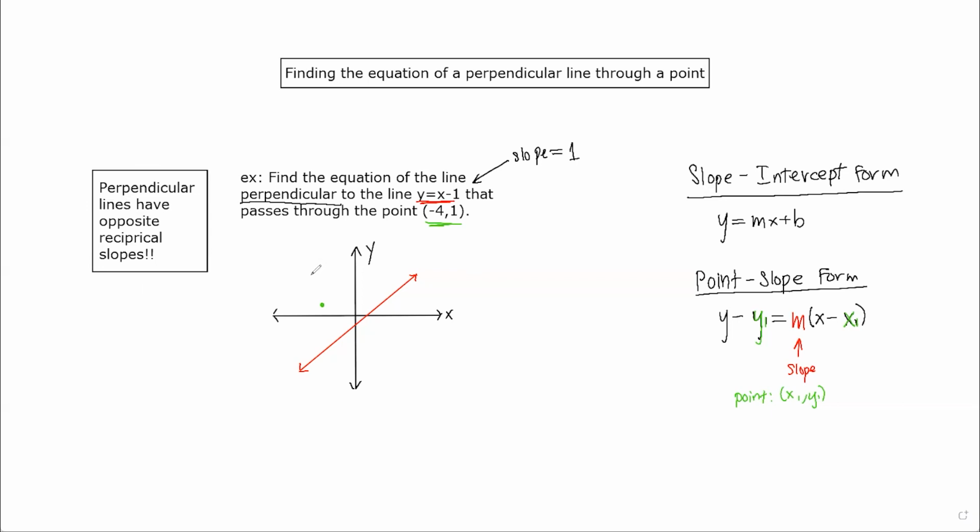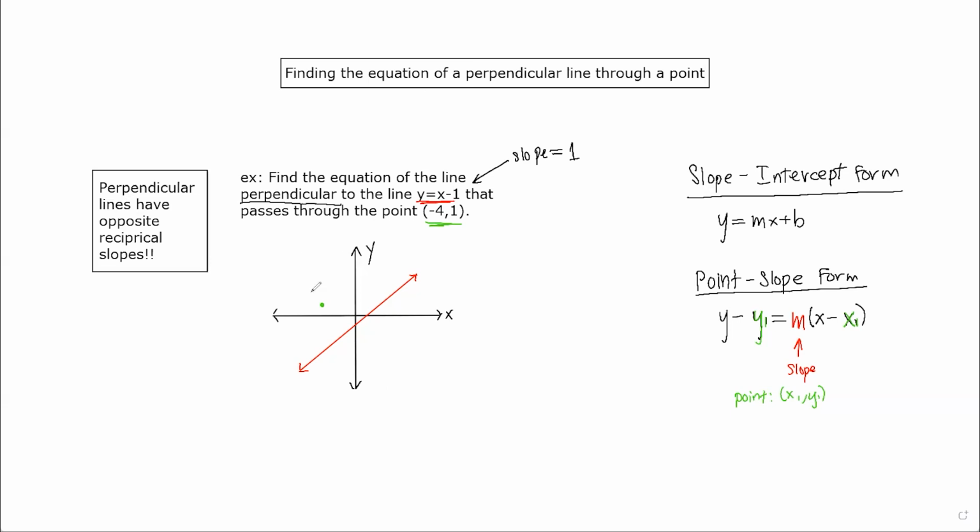These two lines are perpendicular, so they have opposite slopes, which means if one's positive, the other's negative. If one's negative, the other's positive. That's what we mean when we say opposite. And reciprocal, what do we mean when we say reciprocal? Well, we're talking about fractions. Some of you may have heard of before.